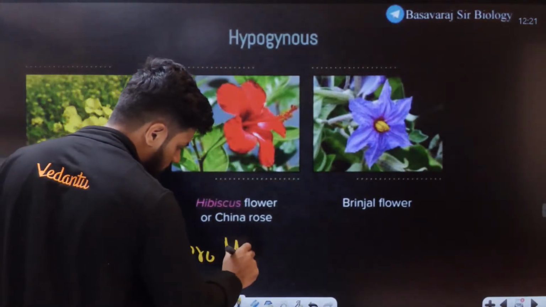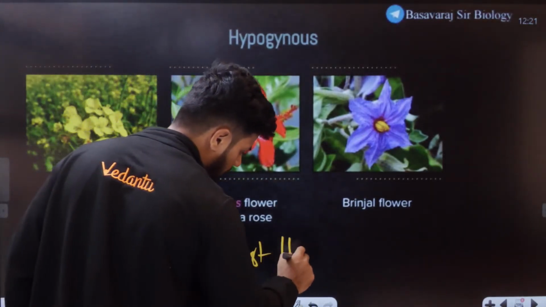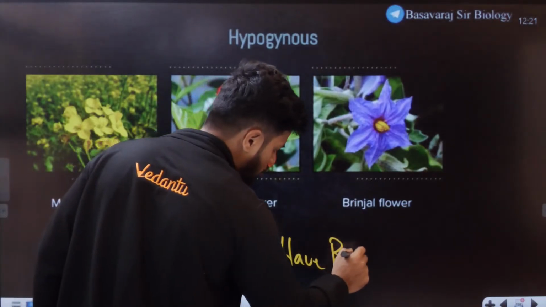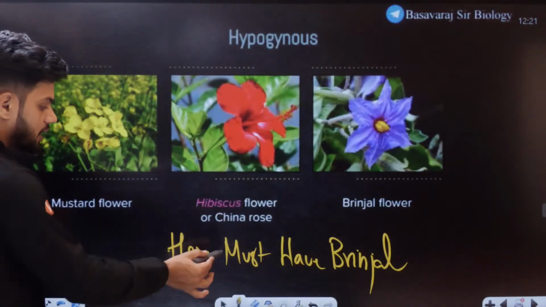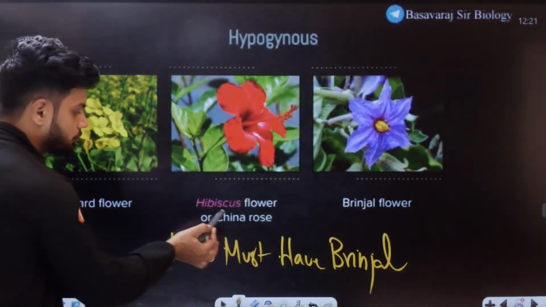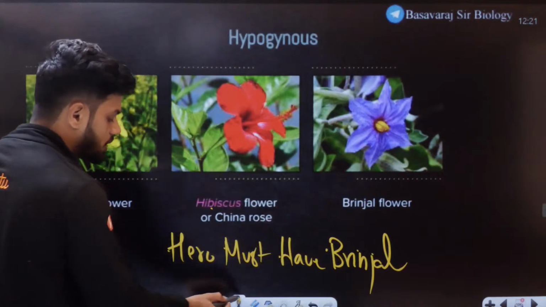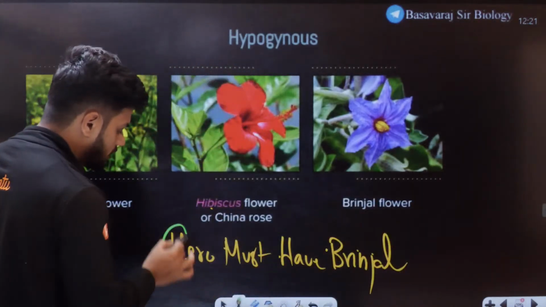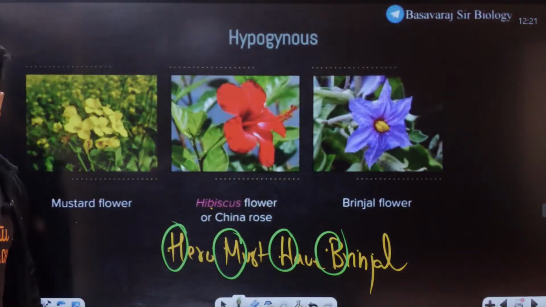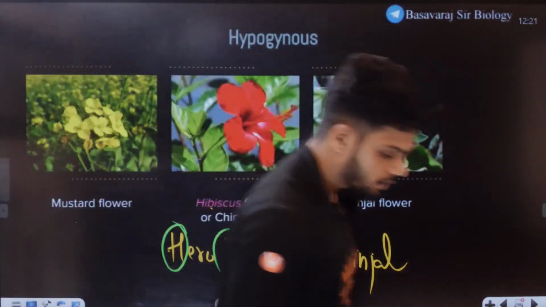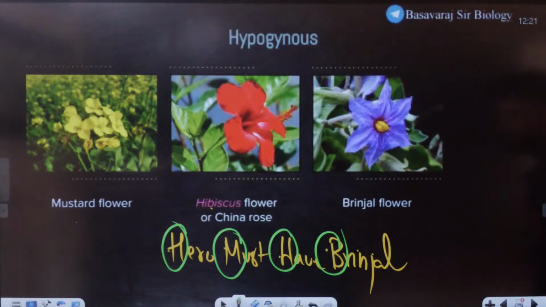Hero must have brinjal. H for hypogynous condition, M for mustard, H for hibiscus, B for brinjal. Hero, hypogynous, mustard, hibiscus and brinjal. Hero must have brinjal. Done. Otherwise, mother will hit him.